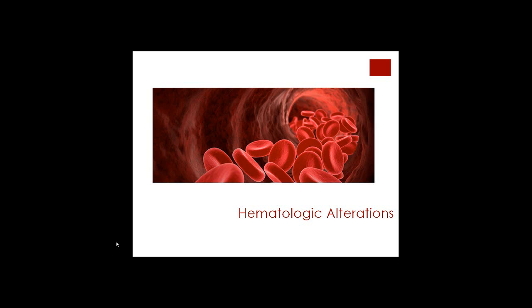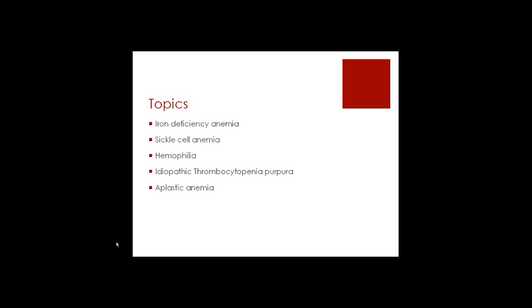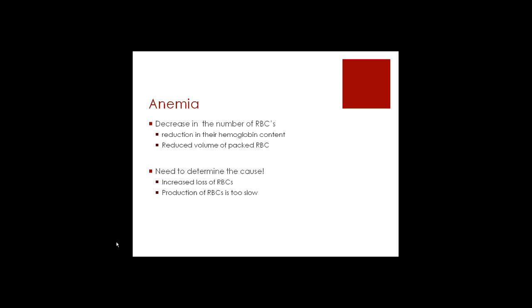So today we are going to mostly just talk about iron deficiency anemia, sickle cell anemia, hemophilia, and idiopathic thrombocytopenia purpura, which is ITP for short. Aplastic anemia, I'm just going to touch on. I'm not going to talk about it too much because, like I said yesterday, a lot of the management is very similar to a leukemia patient, which we covered in depth yesterday.